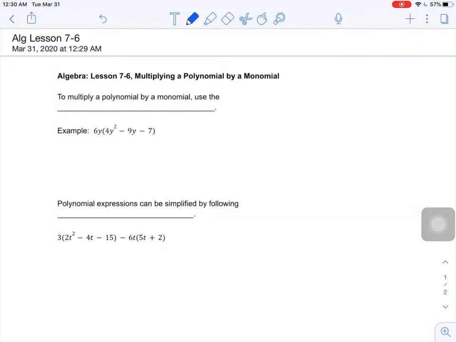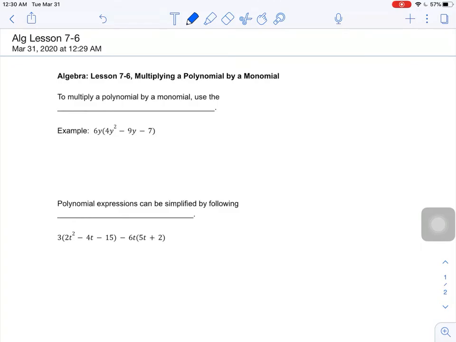Today we are going to continue our adventure with polynomials. At this point we've introduced what a polynomial is and some basic polynomial vocabulary, and yesterday we started talking about calculating with polynomials. So yesterday's lesson dealt with adding and subtracting polynomials. The next two lessons, today's lesson and tomorrow's lesson, are going to deal with multiplying polynomials.